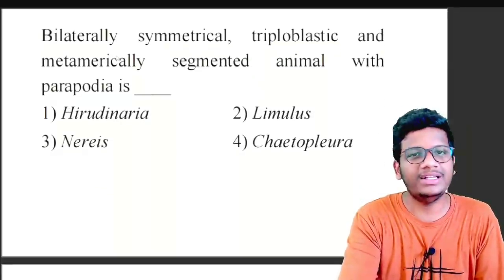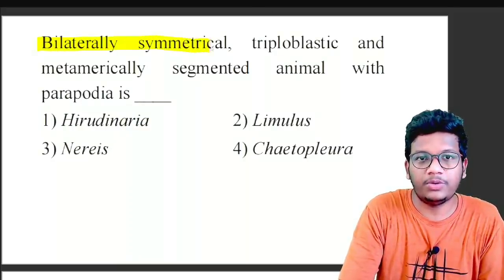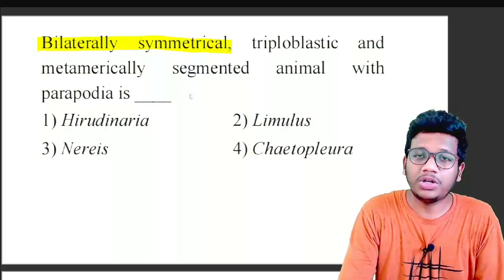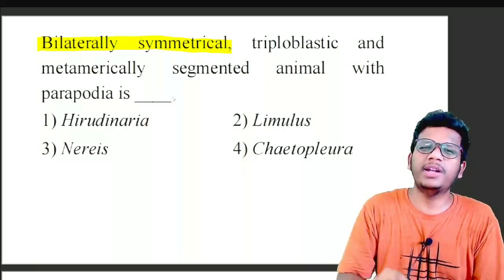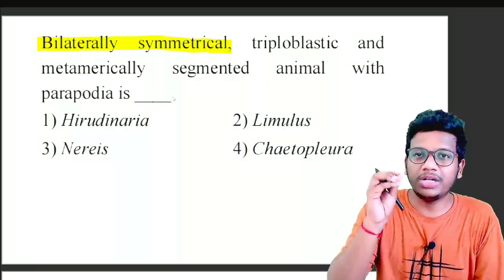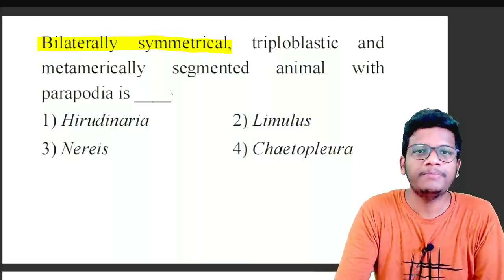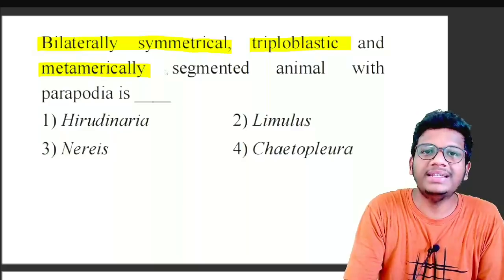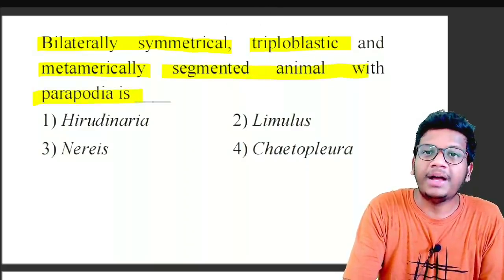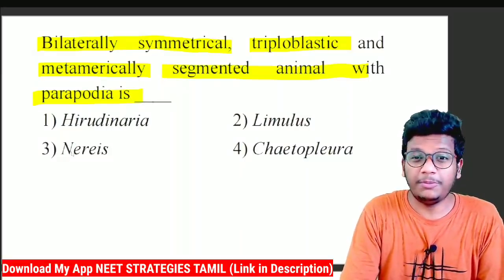And finally come back here for somewhat overlooked better question, bilateral symmetry. Okay guys, you have to remember all the features of all the phyla. Okay, especially over phyla ko or unique feature will be there. You have to remember the unique features of all the phyla respectively. So it's highly important. Bilaterally symmetrical, triploblastic, and metamerically segmented animal with parapodia is parapodia. Note it down, very important guys. Okay, it's very important.